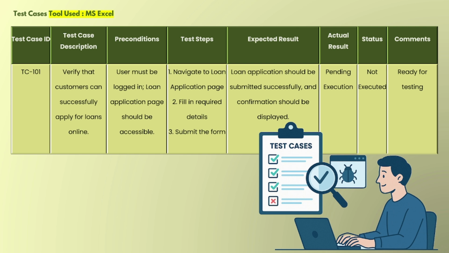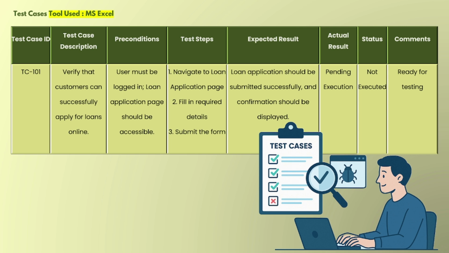So let's see the test case ID, I will just read it out here. The test case description is: verify that a customer can successfully apply for a loan online. The preconditions are that the user must be logged in and the loan application page should be accessible. The test steps involve navigating to the loan application page, filling in the required details and submitting the form. The expected result is that the loan application is submitted successfully and a confirmation is displayed. This is the expected result after doing all these steps.